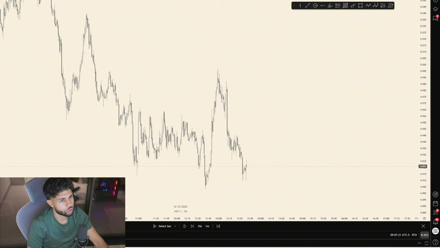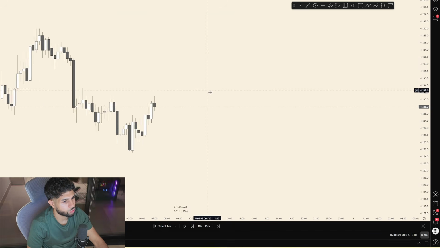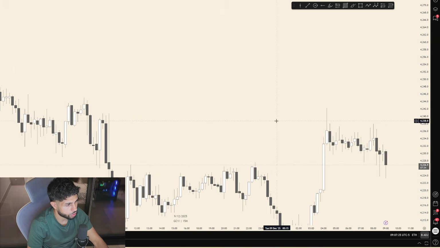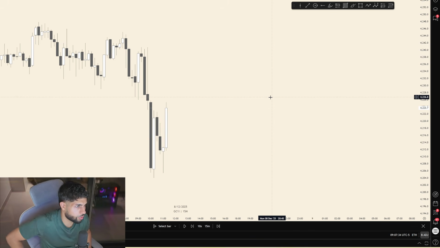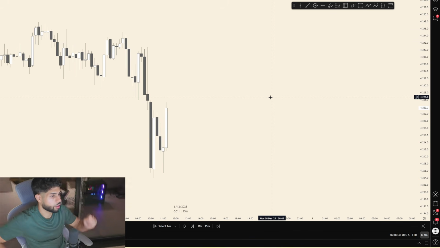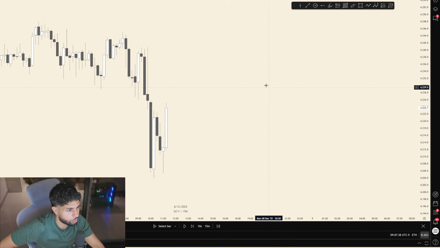Now let's go into another example. Let's see if we can find some longs. So again, now you have gold here on this 15-minute chart. And you might be wondering, am I bullish or am I bearish?